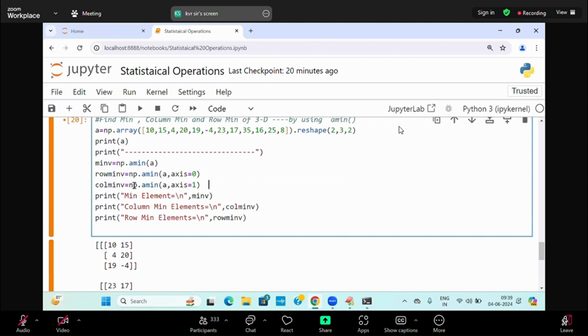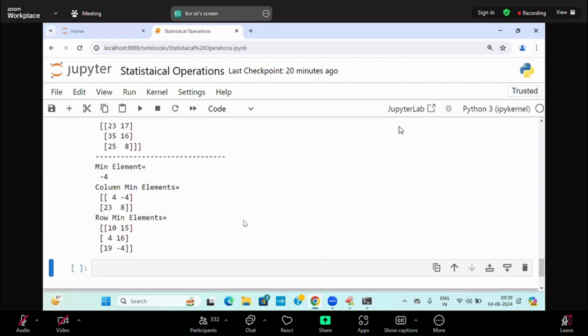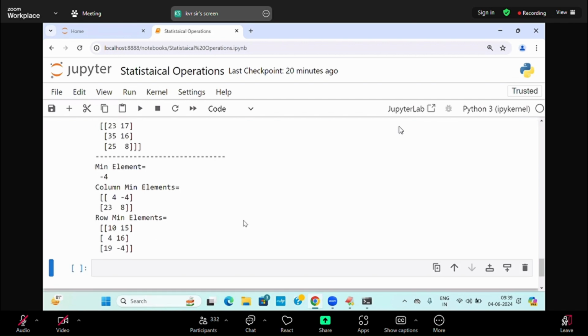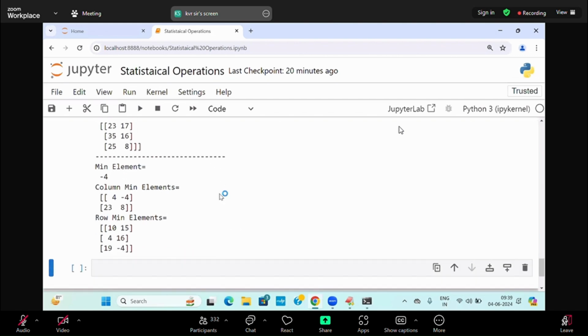So here a row and then what? Min. I'll write here a column min and a row min. Try to execute once and then see. So column min, what is the answer coming? 4 and minus 4 is coming. Yes. Next in this case, what is coming? 23 and 8. Okay, that is also perfect.